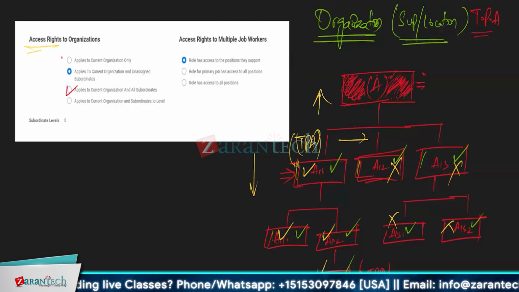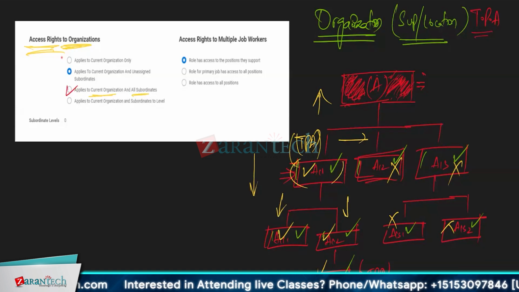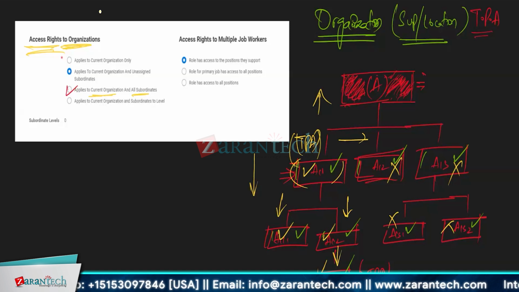So that is the access rights that I'm talking about, access rights to the organization. If I select applies to current organization and all subordinates, it will apply to the current organization and all the subordinate orgs under that particular org. It will go down until the end of the hierarchy.